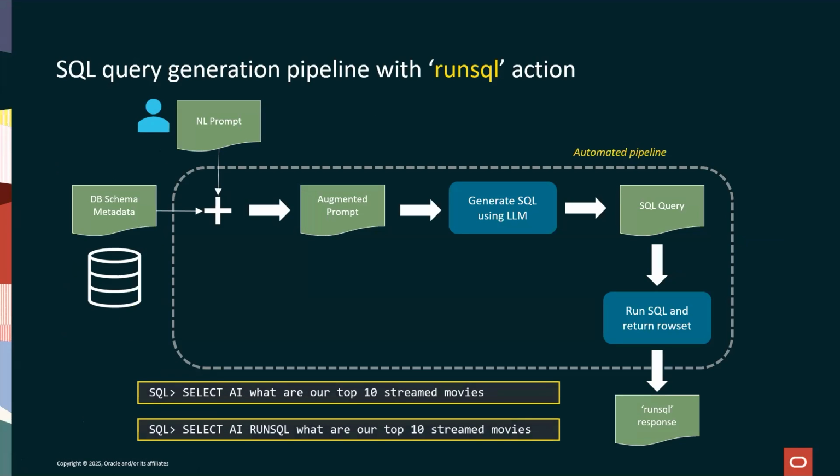In addition to show SQL, there are also several other Select AI actions that you can use. The default is run SQL, which takes the generated query and runs it in the database to produce a row set. That particular row set is returned to the user. It is also worth noting that Oracle security policies enforce data access rules as for any other SQL query.